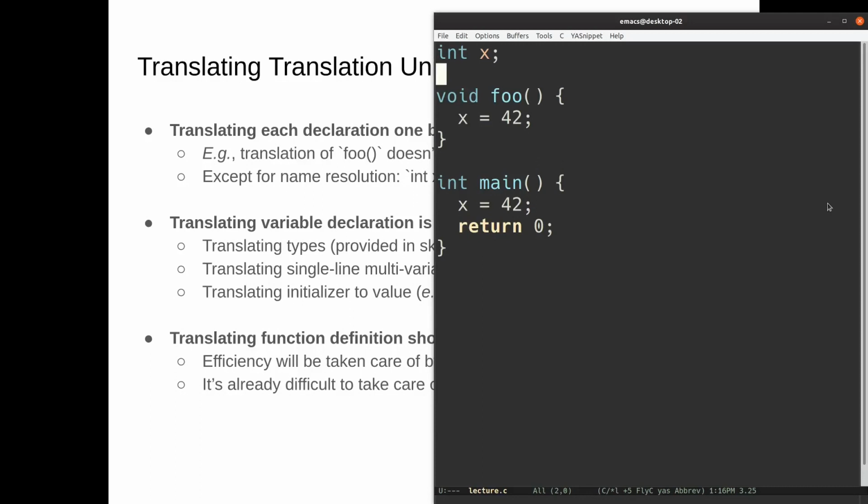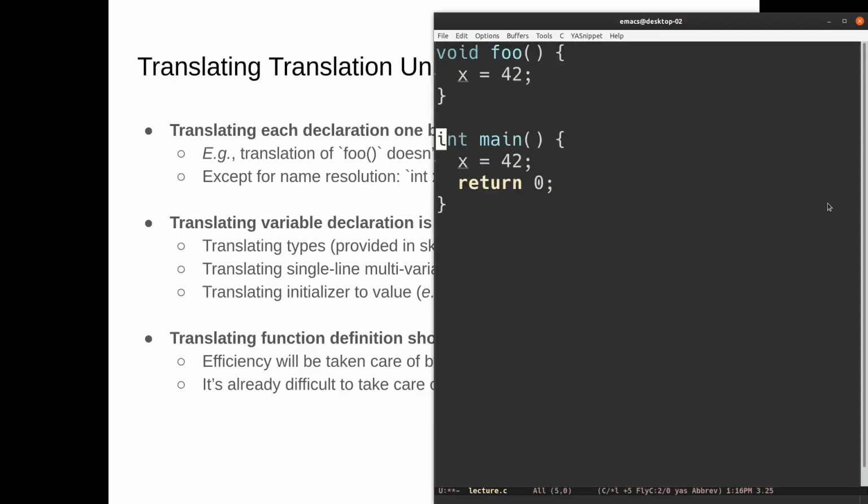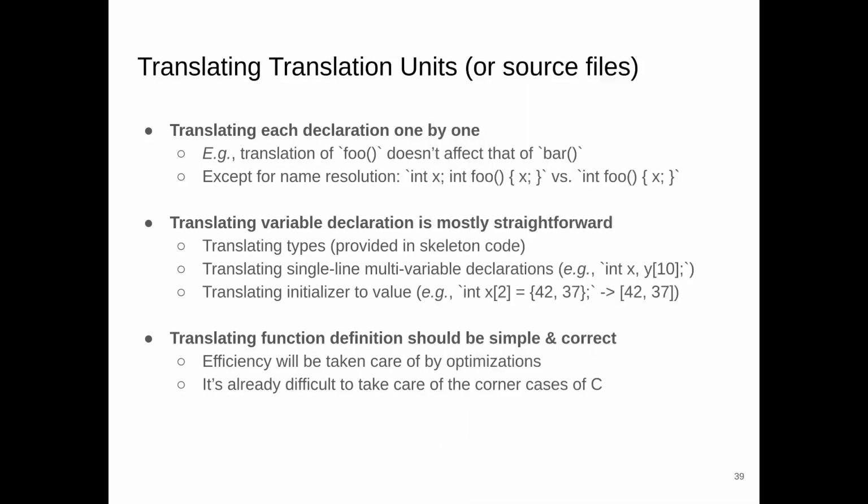For example, when the program is like this, this x should refer to the global variable. But if x is defined after this foo function, then this x is no longer resolved to this global declaration. So except for such name resolution differences that depend on the order of the declarations, the translation of each declaration is largely independent of each other. And then we are going to study how to translate each declaration.